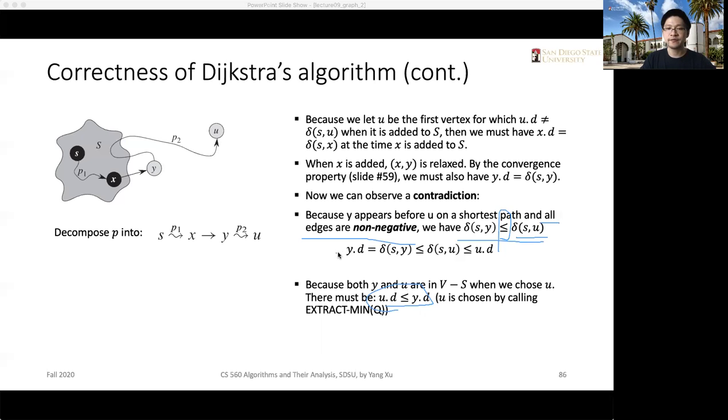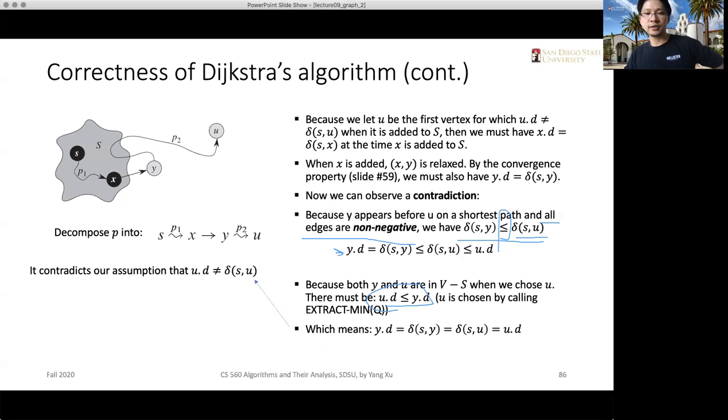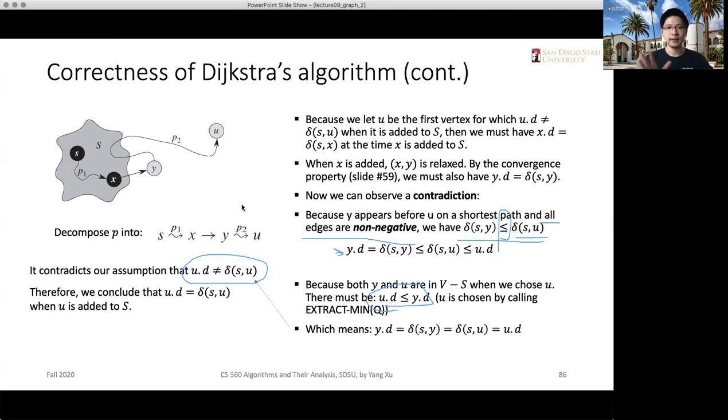Combining with the inequality above, we must have that the d value of u equals the d value of y. But that contradicts our assumption that the d of u doesn't equal the delta from s to u. So it is certainly a contradiction, and that's why our assumption is not correct. That proves the opposite. So we can conclude that the d of u is already the delta from s to u when u is added to S.